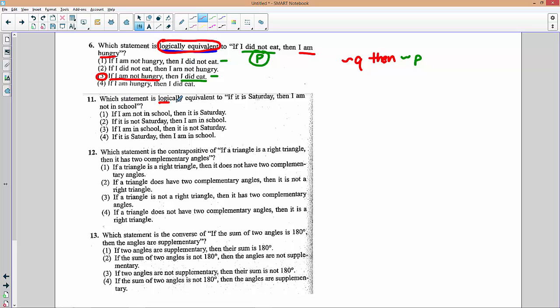Okay, which statement is logically equivalent to this one? Same practice again. If it is Saturday, that's my P.